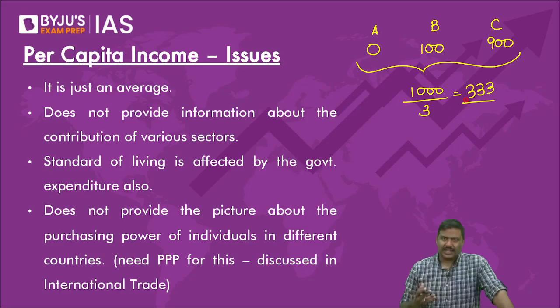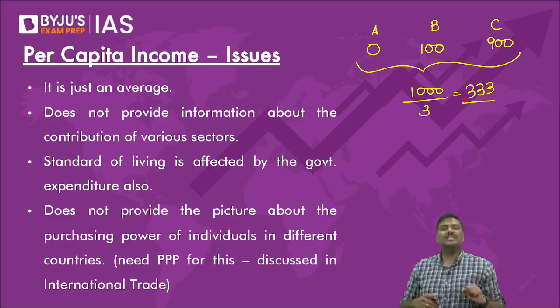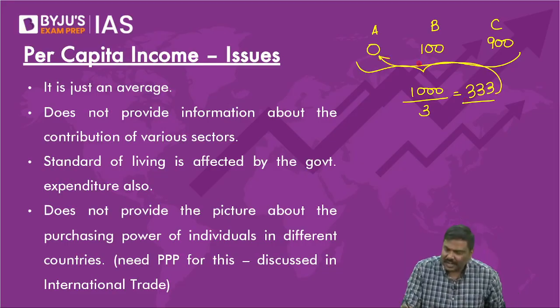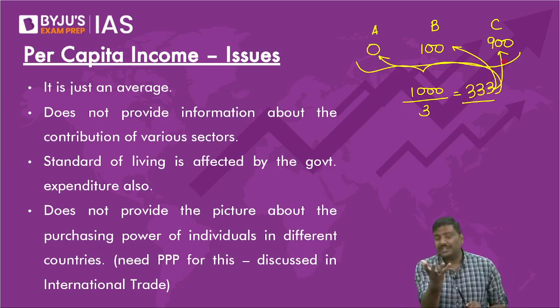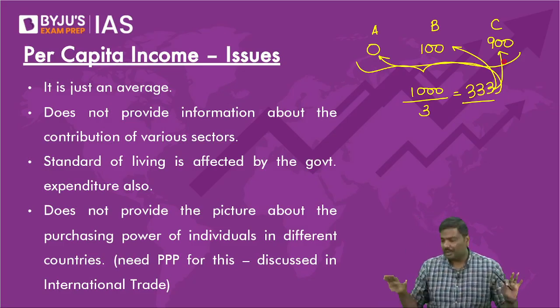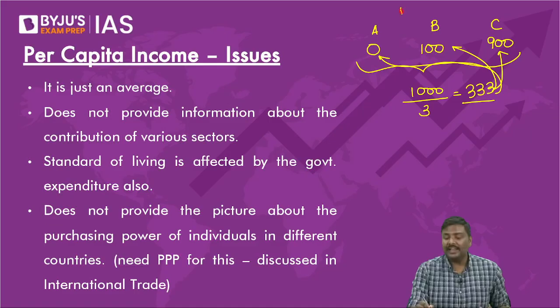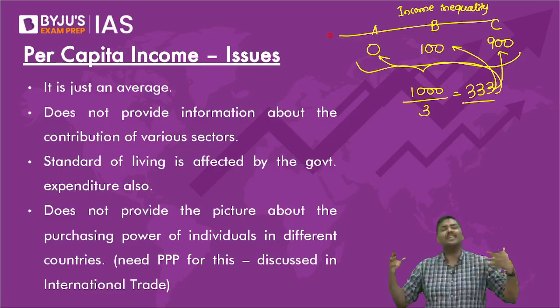So understand the logic here. You might simply get a per capita that is a representation of how much, on average, an Indian is earning. But does it mean that 333 rupees is earned by everyone? Does it give you a true picture of what is happening in the economy? Absolutely no. It doesn't give you a true picture. Why? There is a lot of income inequality, especially for a country such as India, which has very, very high income inequality.